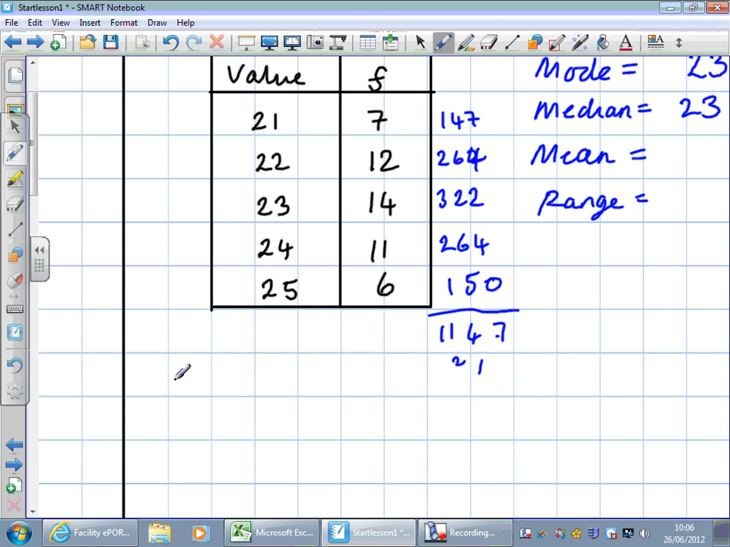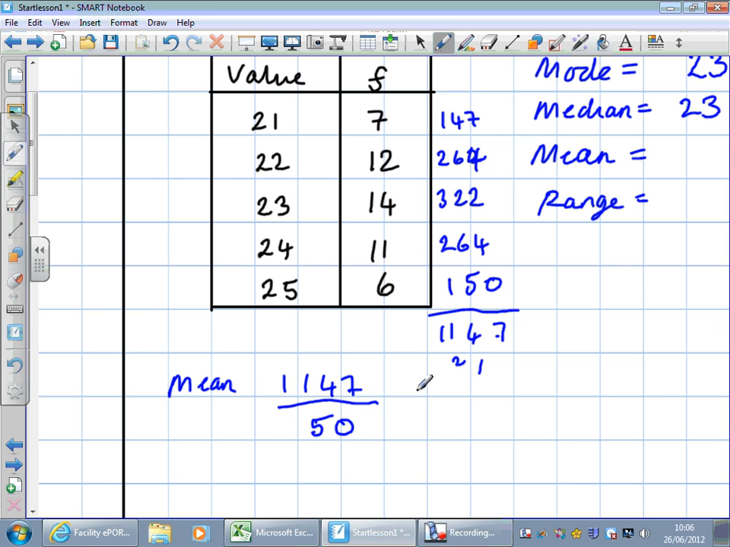So the mean is 1,147. Can you check? Did anybody else get 1,147? Good. Divided by 50. Here's a quick way of dividing by 50. Because there's 50 bits of data. So there's 5 different values, but there's 50 different bits of data. That adds up to 50.